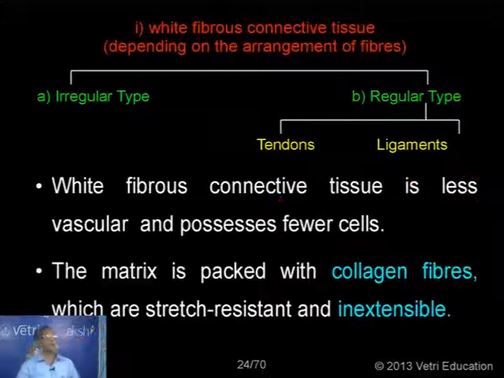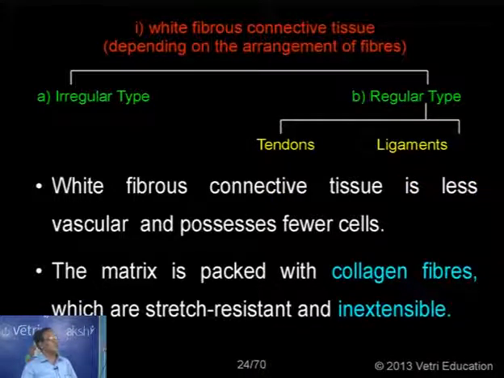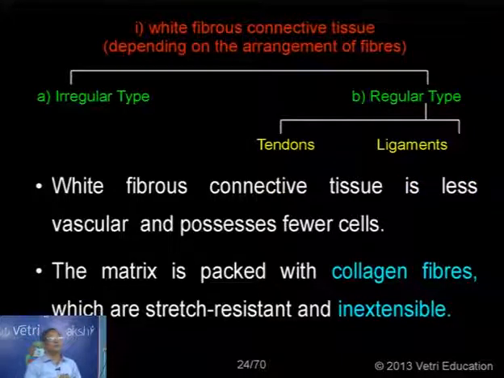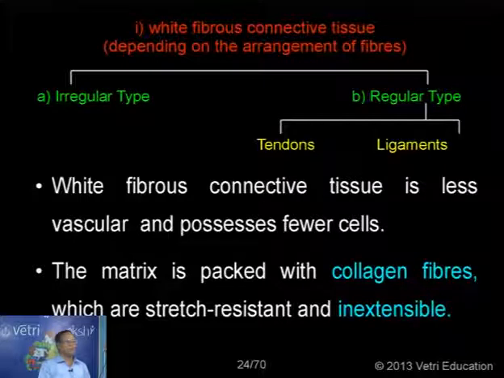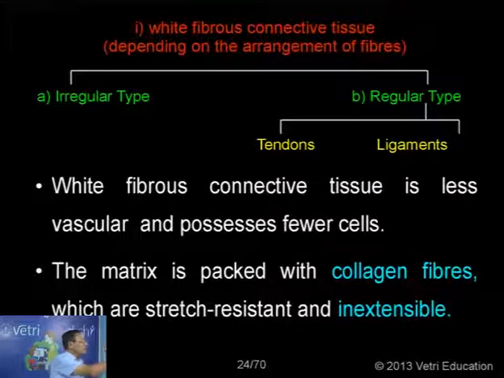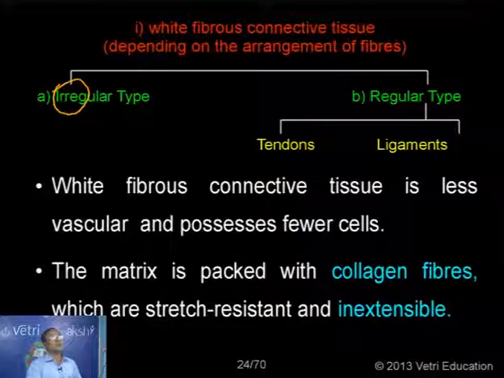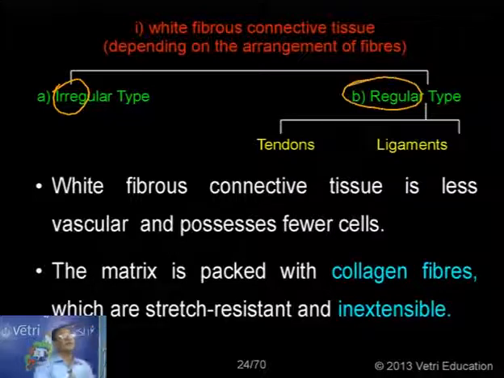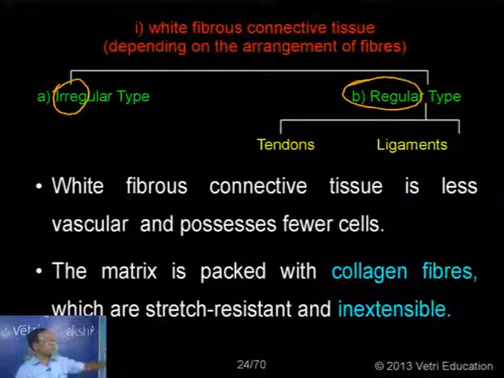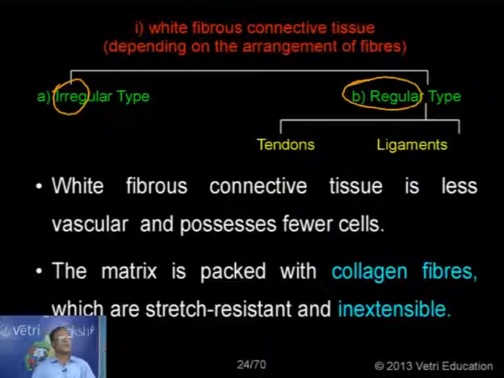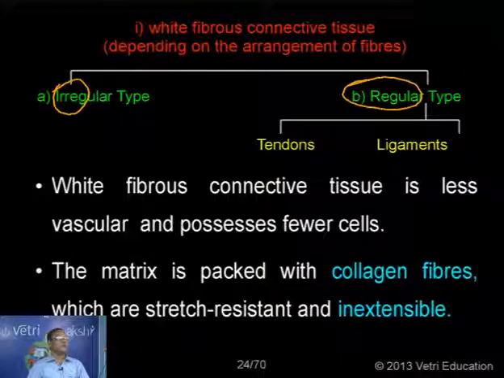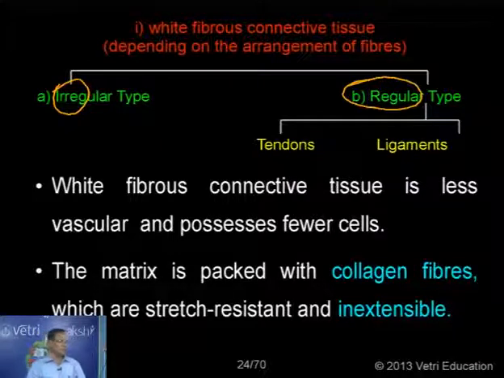Now the white fibrous connective tissue is again divided into two types based on the arrangement of fibers. One is the regular type, another the irregular type. In the irregular type, the fibers are irregularly arranged, there is no proper arrangement of fibers. In the regular type, the fibers are arranged regularly. The best examples for the regular type are tendons and ligaments.